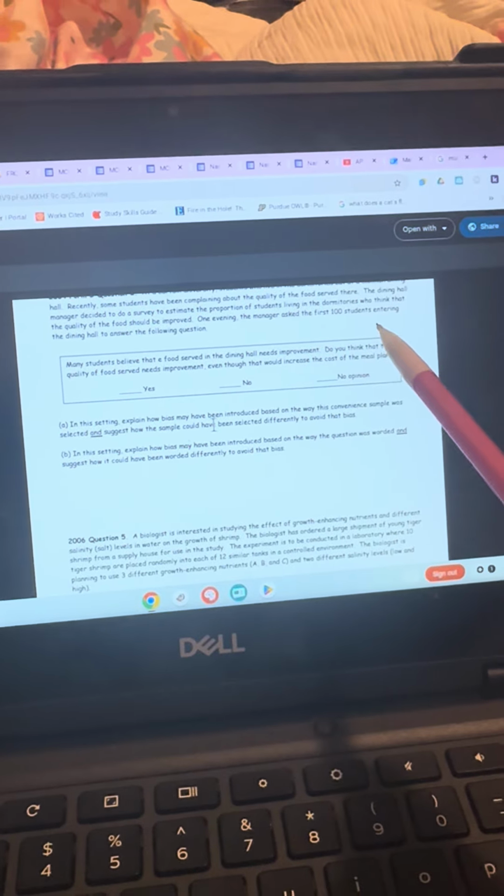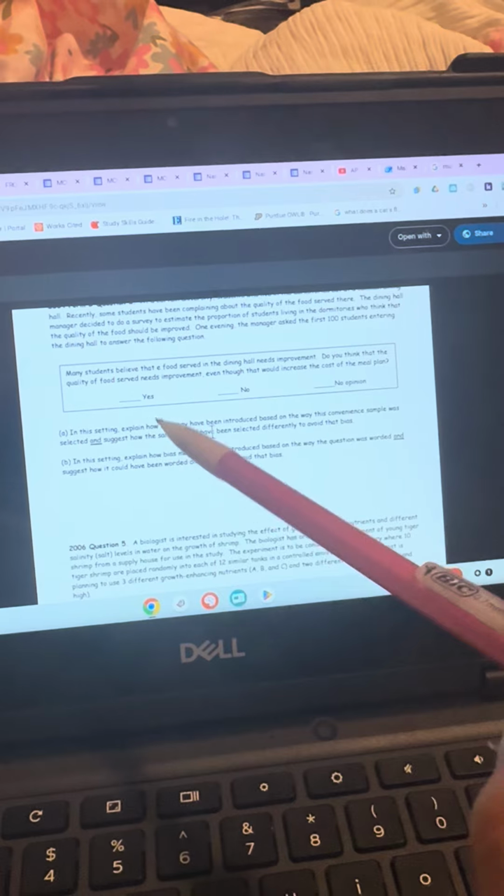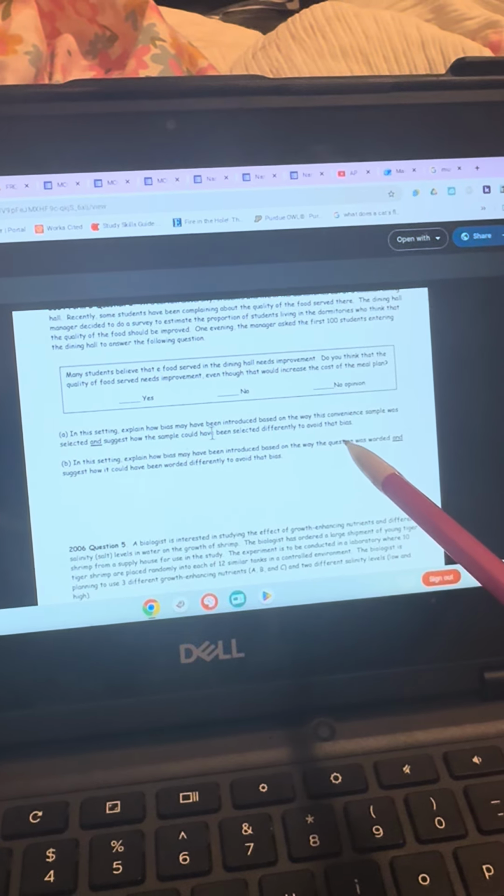So, by selecting the first 100 students, those are the ones who were super hyped to eat some of this dining hall food. So I really don't think you're going to get a very accurate view of how the general population views it. And your population is not just the first 100 students, the ones who get there first. It's all the students in the dormitories.